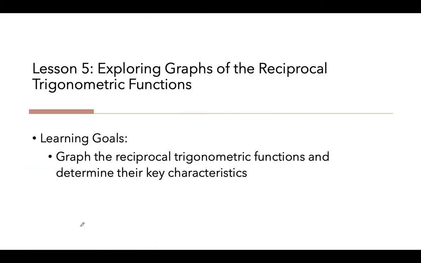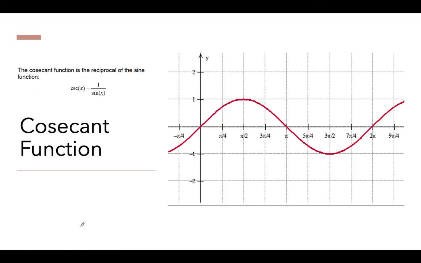In this lesson number 5, we're going to explore the graphs of reciprocal trigonometric functions and determine their key characteristics. First, we are going to take a look at our first reciprocal function of sine, which is the cosecant function. The cosecant function, represented with CSC as a symbol, is equal to 1 over sine.